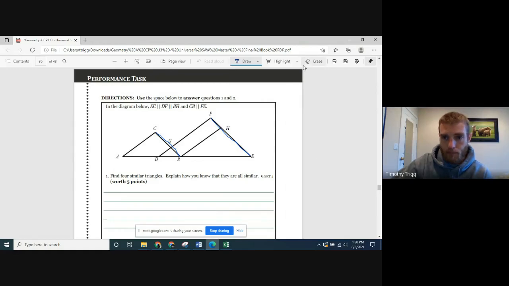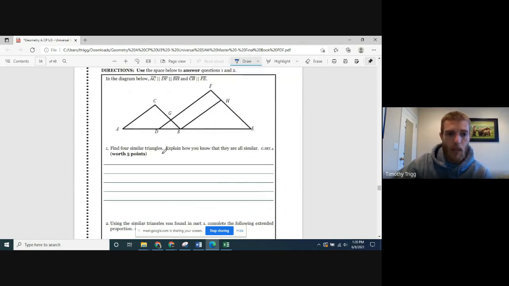All right. Now let's take a look at our first question. It says, find 4 similar triangles. Explain how you know that they are all similar. Okay, so hopefully in this picture, you'll be able to see there's 4 triangles in the picture. There's one right here, A, B, C. So this triangle right here.